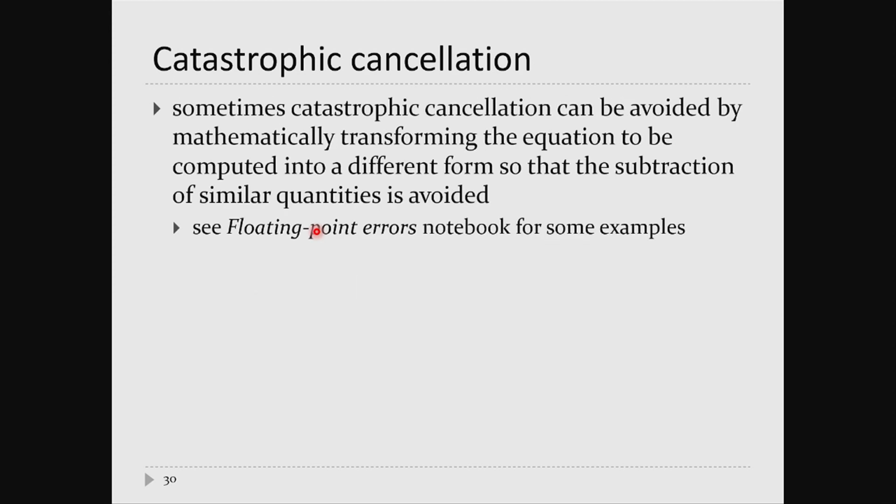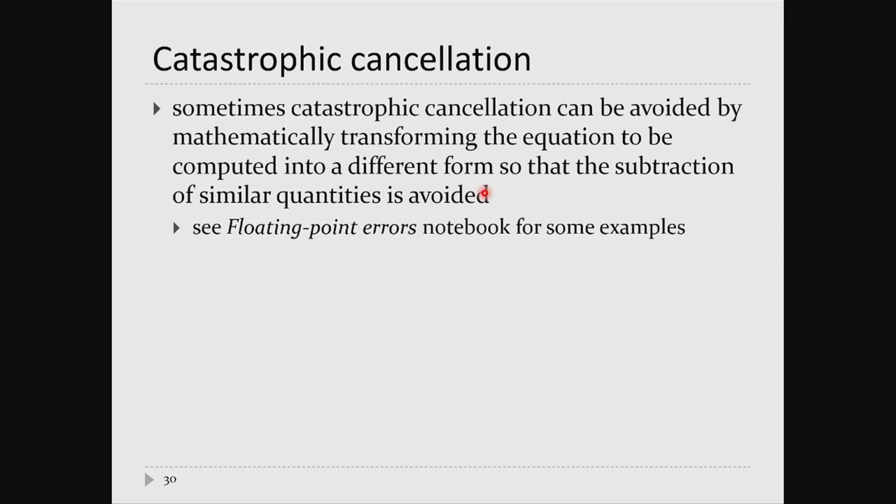Sometimes you can avoid it. The way to avoid it, you can sometimes avoid it if the equation that you're computing, you can transform it somehow. That often involves some sort of trigonometric or exponential transformation of some kind. It turns out there is a way to transform the quadratic equation to avoid this cancellation. So sometimes you can do this.